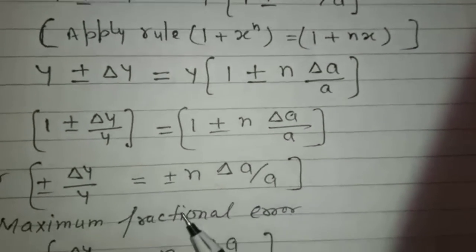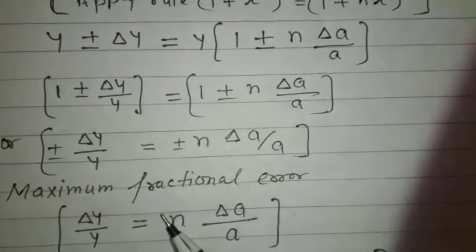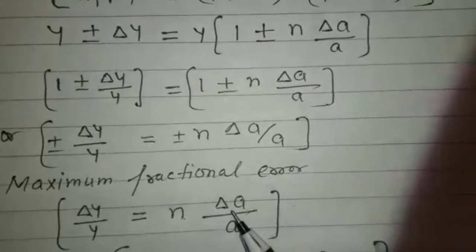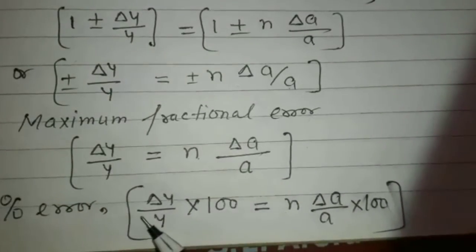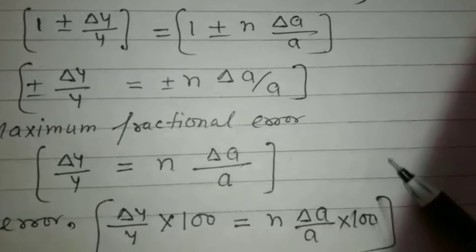For the maximum fractional error, all signs are positive, so delta y upon y is equal to n delta a upon a. In case of percentage error, delta y upon y into 100 is equal to n delta a upon a into 100.